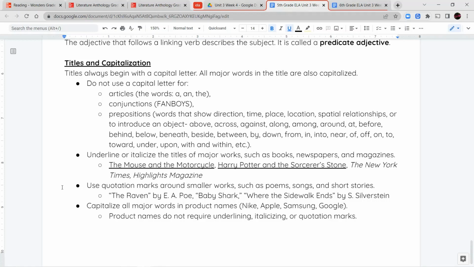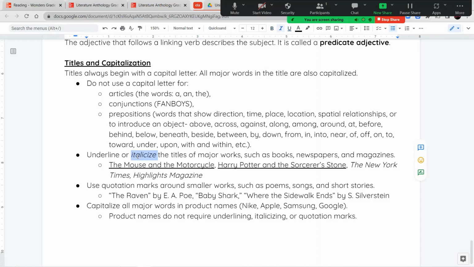Now, we always underline or italicize. When you italicize something, you basically write it kind of slanted like this. You underline or italicize the titles of major works, such as books, newspapers, and magazines. So The Mouse and the Motorcycle, that's a book, I underlined it. Harry Potter and the Sorcerer's Stone, another book, I underlined it. The New York Times is a newspaper, so I italicize that. Highlights Magazine is a magazine, I italicize that.